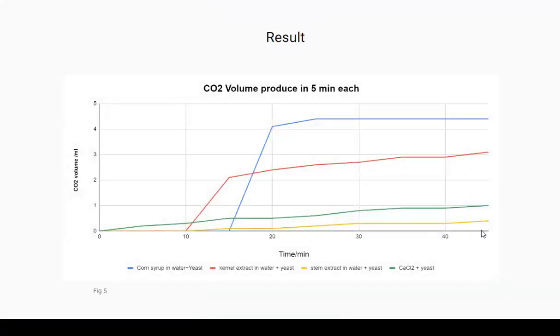And here is the result graph, which is the carbon dioxide volume produced every 5 minutes. You can see that the kernel extract in water had the fastest fermentation, which starts at 10 minutes. Then we also see that the stem extract in water plus yeast has a lower rate, and it almost achieves 0. So it can also be seen that the stem extract does not do fermentation.